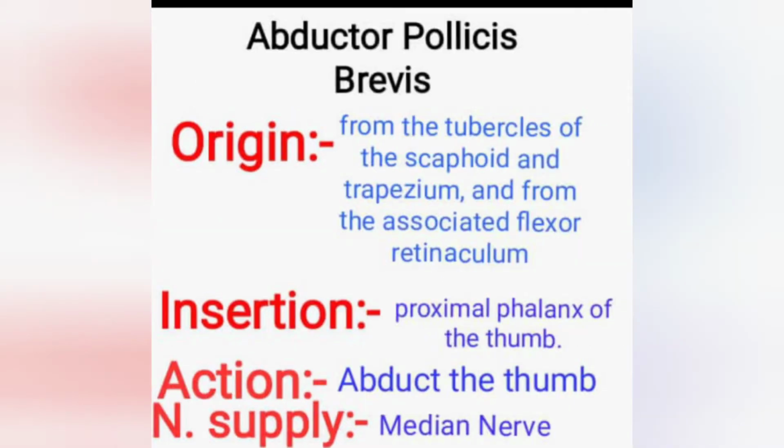Second is abductor pollicis brevis. It originates from the tubercle of the scaphoid and trapezium and associated structures of the flexor retinaculum. It inserts into the proximal phalanx of the thumb and its action is abduction of the thumb.